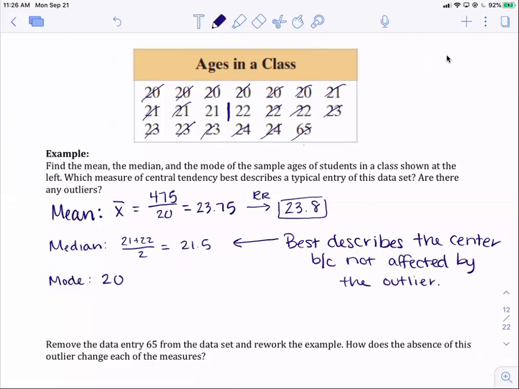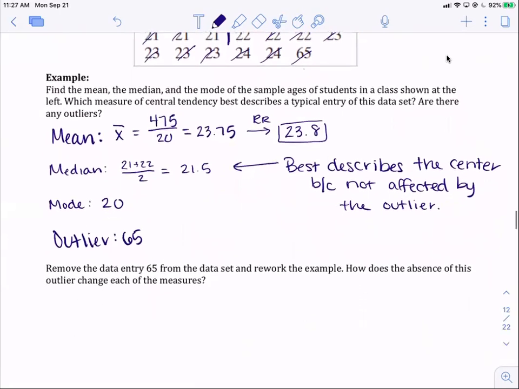What is the outlier? 65. Okay, and one thing to remember: why would there be a high school student that's 65? This is a college textbook, so that's why. If you're looking at your college class, that's probably a good representation of the ages of your peers. Okay, so now what if we remove the data entry of 65 and then rework it?